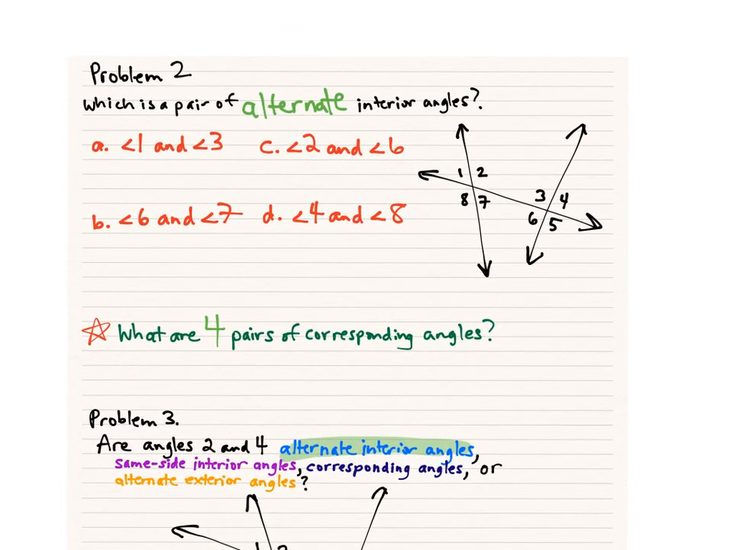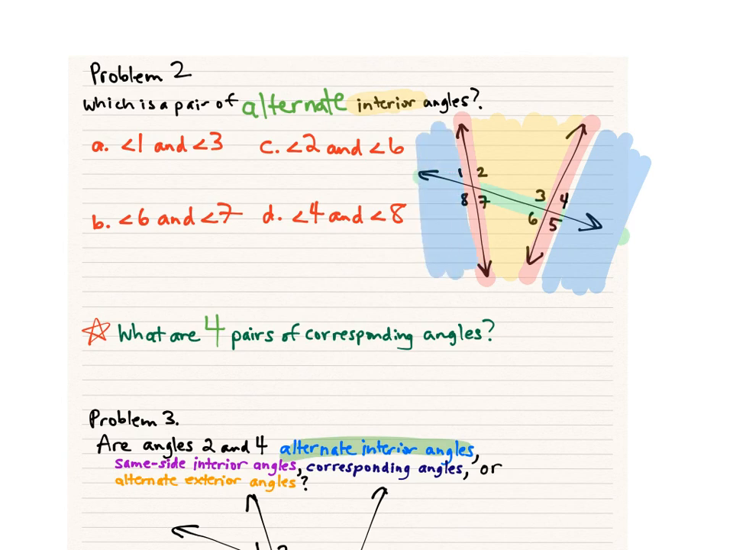Problem 2 says, which is a pair of alternate interior angles? So when you approach this kind of problem, you see the word interior. Let's now draw the interior. Look for your transversal. Identify the transversal. That's going to be this line that crosses both. So this is my transversal. And then the other two lines are going to be these two. And then in between them is the interior, and outside of them is going to be the exterior.